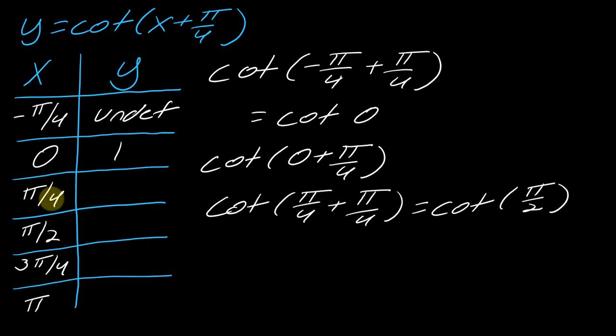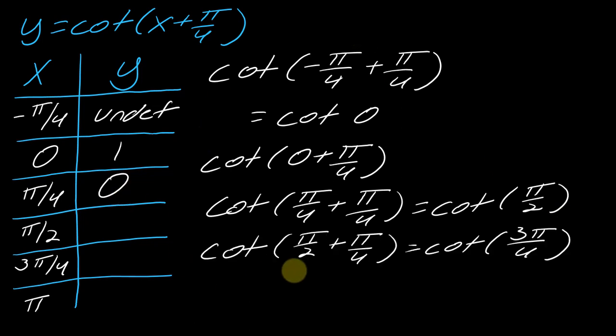If I have cotangent of pi over 4 plus pi over 4, that's going to give me cotangent of pi over 2. Cotangent of pi over 2 is equal to 0. And then if I plug in 3 pi over 4, that'll come out to cotangent of 3 pi over 4, so that'll equal negative 1. And then at pi, this will be undefined. You can check my math here, but then the interval will start over again.